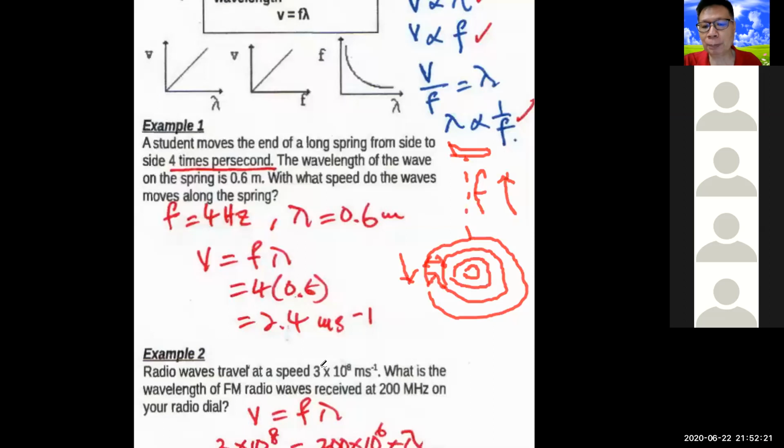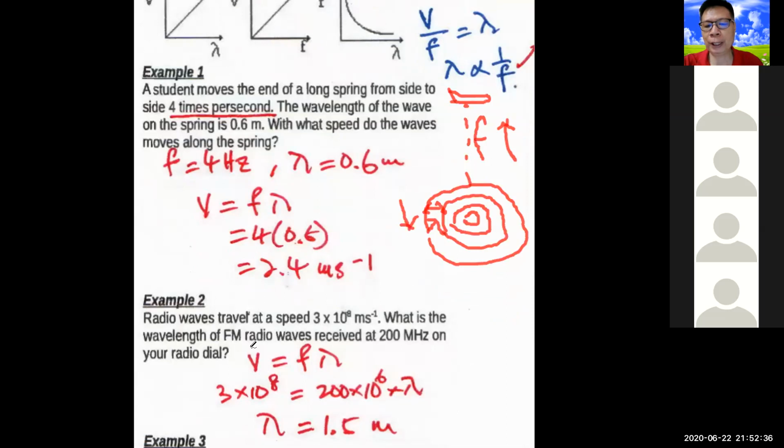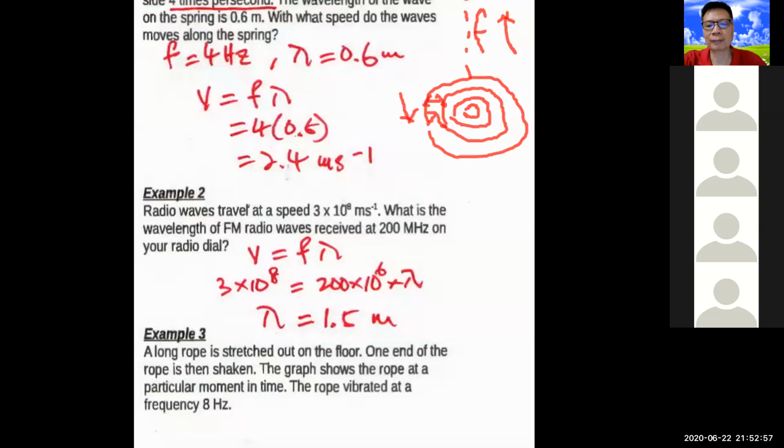Radio waves travel at a speed of 3 times 10 to the power 8. This is the speed of light, you know. Radio waves travel with the speed of light. What is the wavelength of FM radio received at 200 megahertz? So speed given 3 times 10 to the power 8, frequency 200 mega, mega is 10 to the power 6. Lambda, so you get the lambda 1.5 meters. Okay, I think you understand, 1.5 meters.